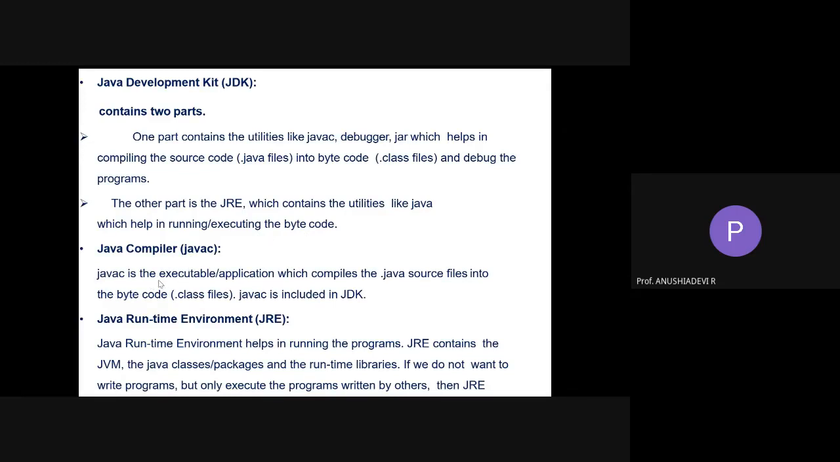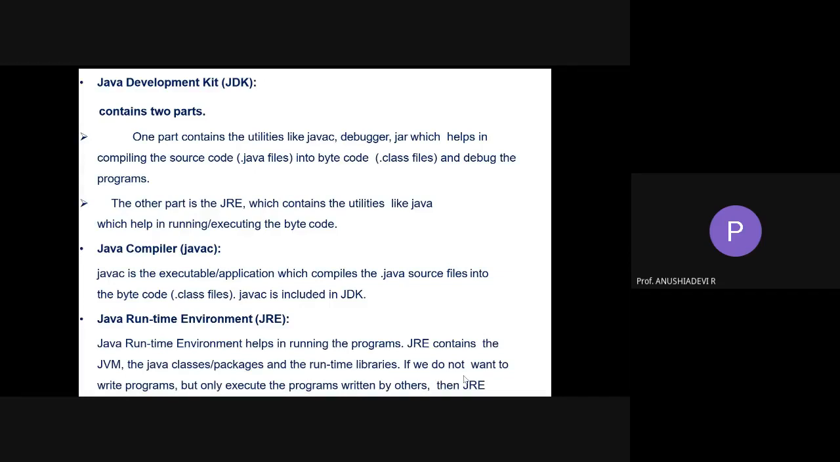Javac is the executable application which compiles the .java source file into bytecode, that is the .class file. Javac is included in the JDK. And then the Java Runtime Environment, JRE, helps in running the program. JRE contains the JVM, the Java classes package and the runtime libraries.